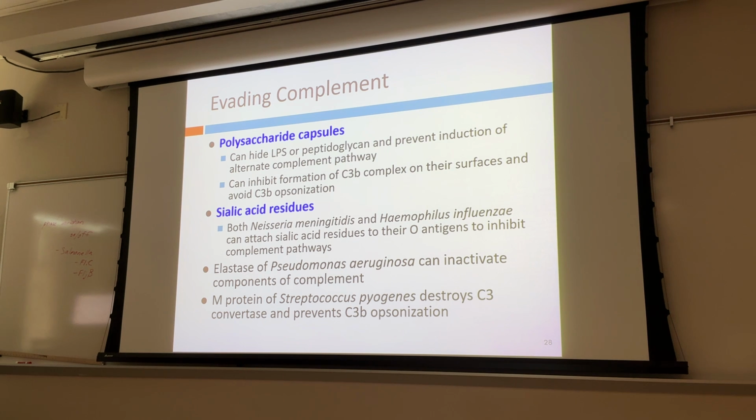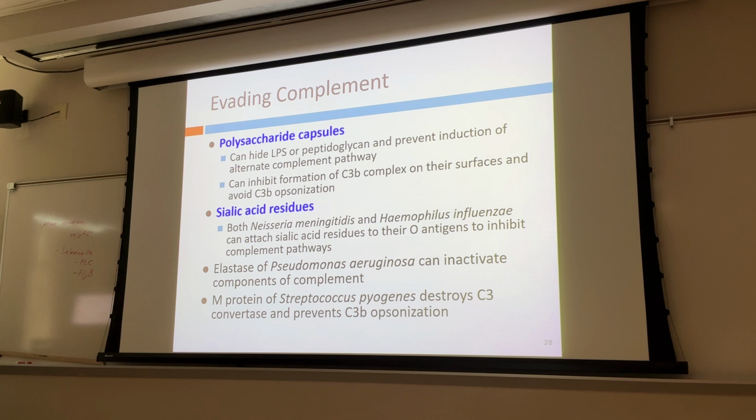Different ways to evade complement: hide LPS and peptidoglycan so they can't be recognized through the complement pathways. So essentially, things that are on the outside of the bacterial cell, that might be recognized by something like a toll-like receptor, they just shield all those proteins with capsule. Neisseria meningitidis and Haemophilus influenzae can attach sialic acid residues on their surface. What that does is, you make a lot of sialic acid on your cell surfaces as well. Essentially, the bacterial cells start to look like your cells, and they evade the immune response that way.